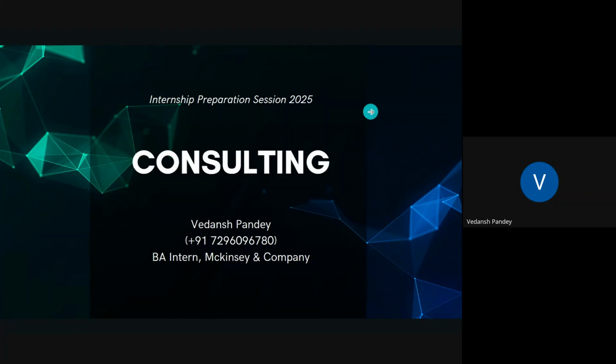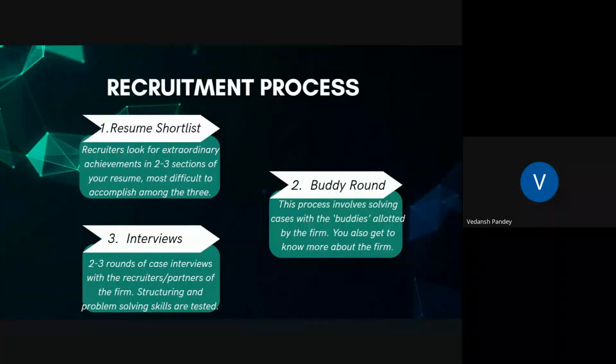So anyways, let's get started. There are three parts, or you can say the recruitment can be divided broadly into three stages. First, and I would say the most difficult part, being the resume shortlist. Second would be a buddy round, which in some companies is accompanied by a dinner as well, and then interviews. I'd be talking about each one of them in pretty much detail.